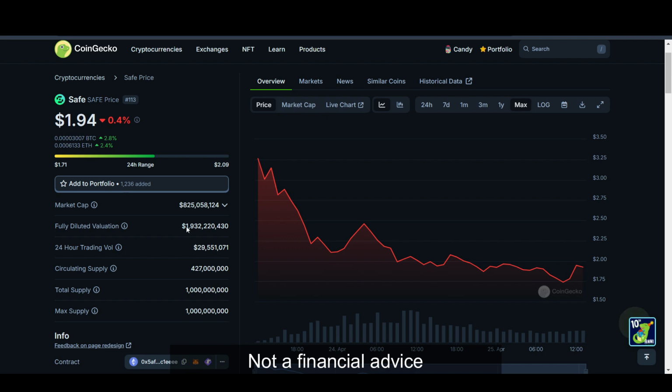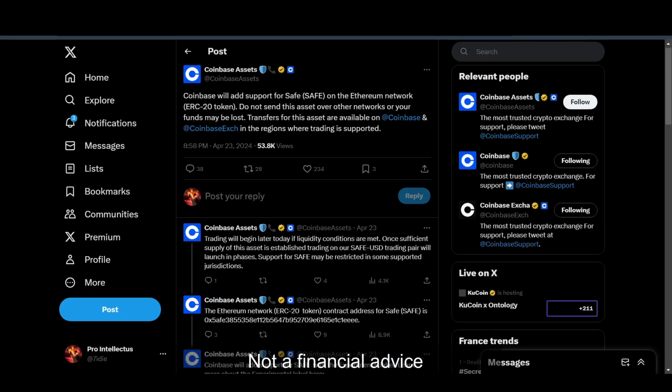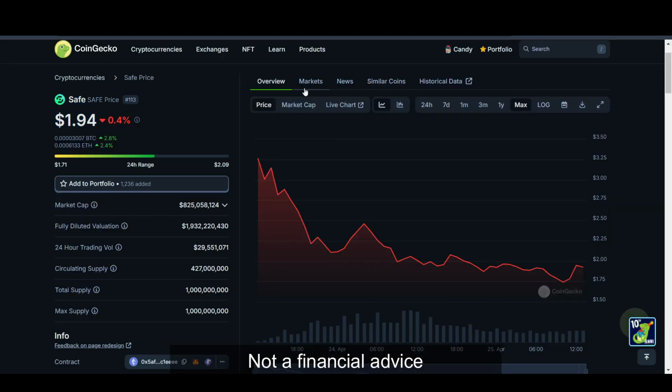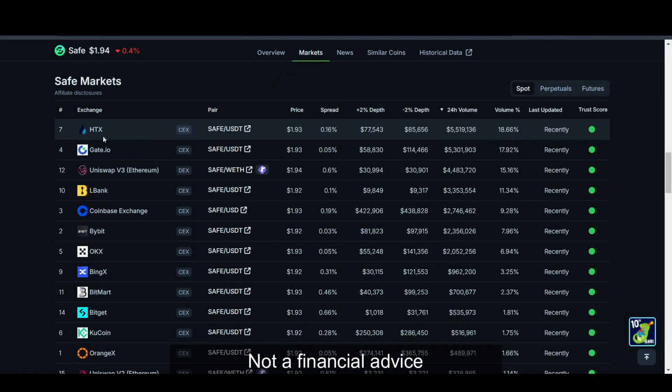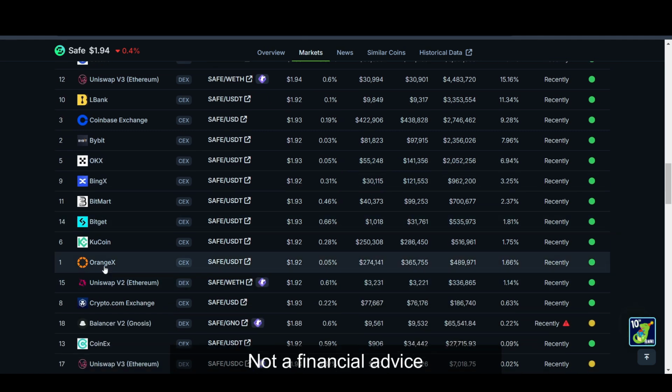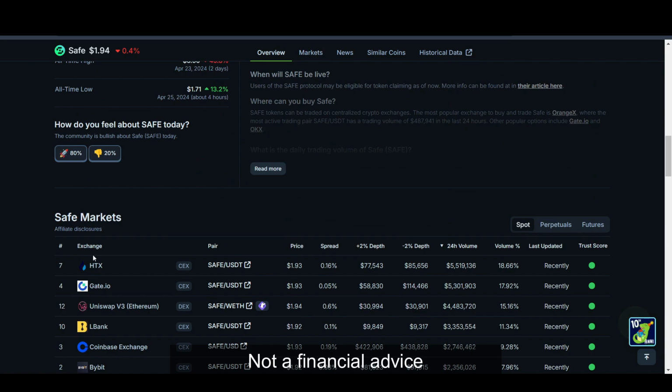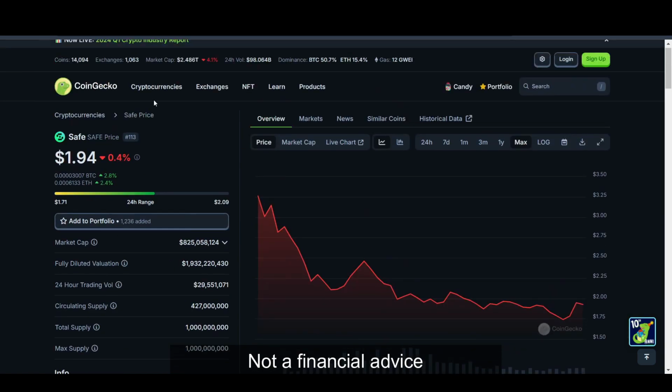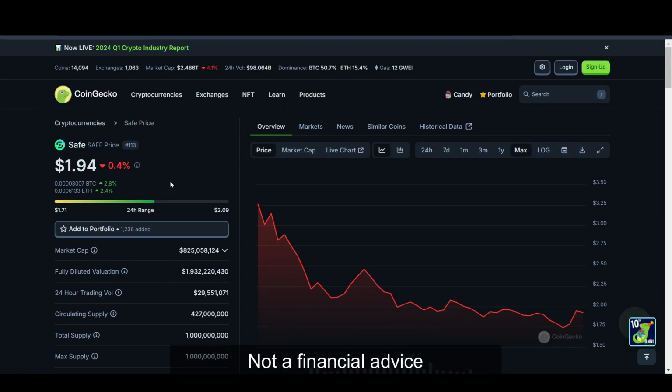So today we are looking at Safe Coin. It actually launched on Coinbase and various other exchanges. So if you look here, it's available on HTX, Gate.io, Bybit, OKX and others. So it's not available on Binance, but it's available on most of the biggest exchanges. So it is a pretty interesting coin, so I thought I should cover it.